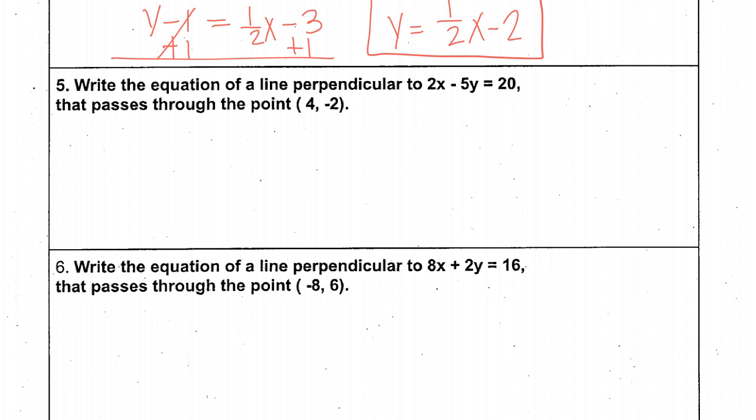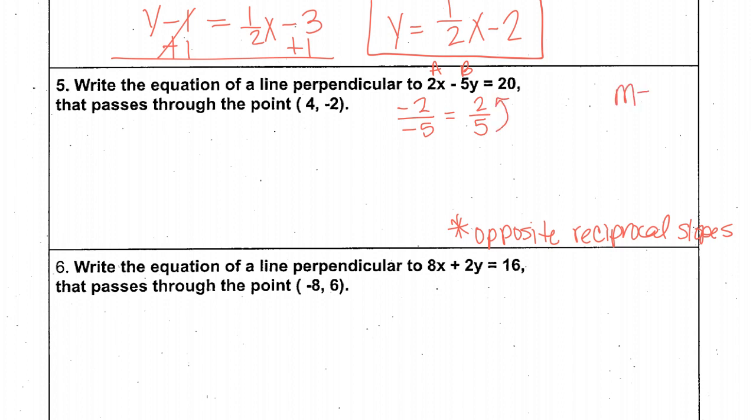Number 5 is very similar, except now I'm trying to find the equation of a line that's perpendicular. Remember that perpendicular lines have opposite reciprocal slopes. So the very first thing I'm going to do is I'm going to find the slope of the line it already gave me. So negative a over b, therefore it's negative 2 over negative 5, which a negative divided by negative, again, is a positive 2/5. So this equation has a slope of 2/5.